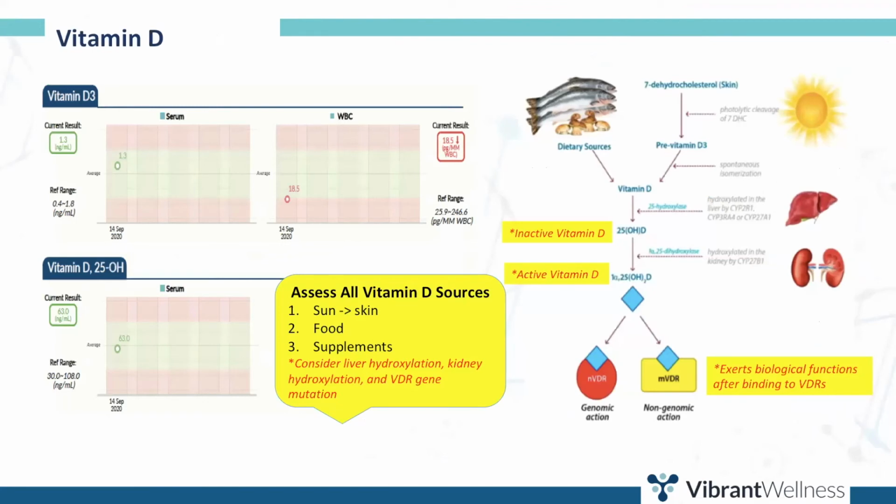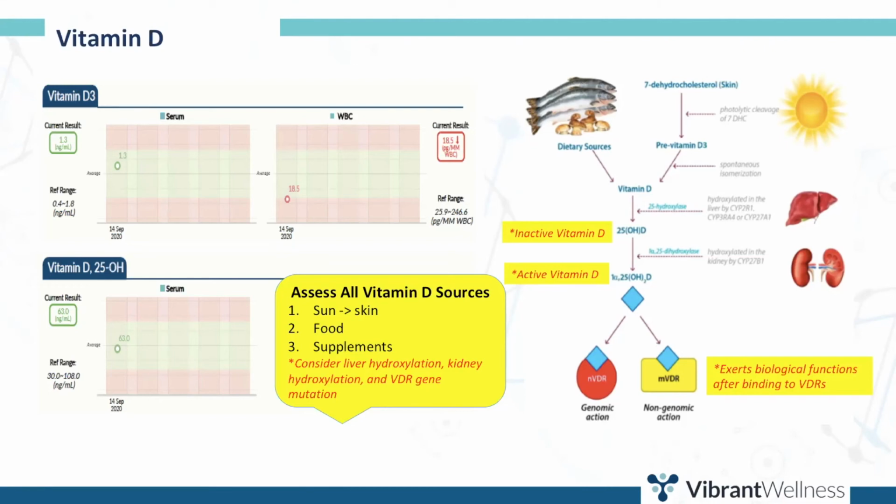Vitamin D, often we have questions on what patients may perceive as discrepant results. They don't understand how you can have a high serum D3 and yet a low white blood cell D3 with a strong 25-hydroxy D. And I will say this is a pretty familiar pattern. In this context, you really want to assess all sources of vitamin D: the sun, the skin, food and supplements, and then consider liver hydroxylation, kidney hydroxylation, and vitamin D receptor gene mutation.